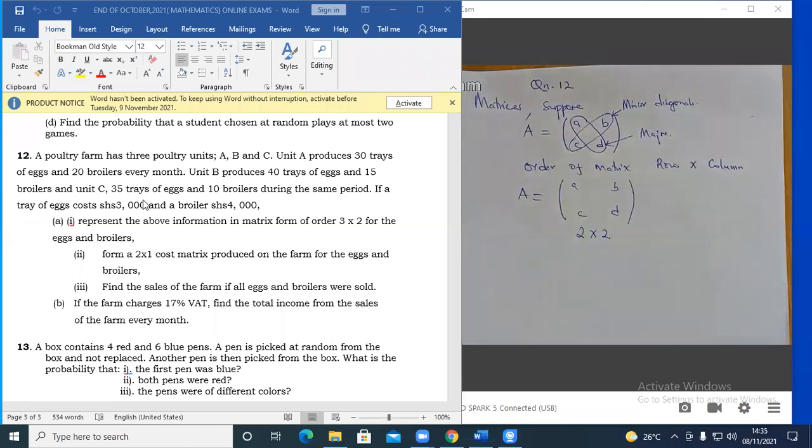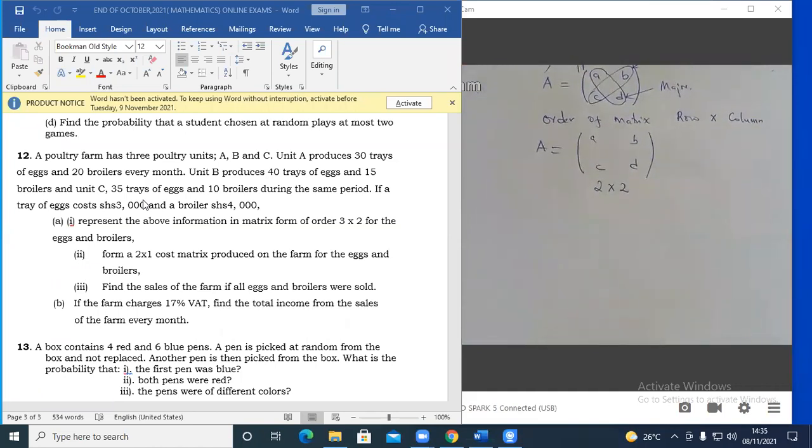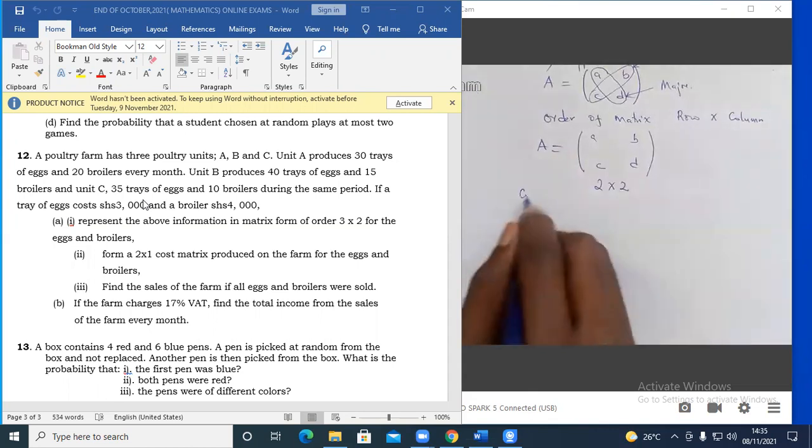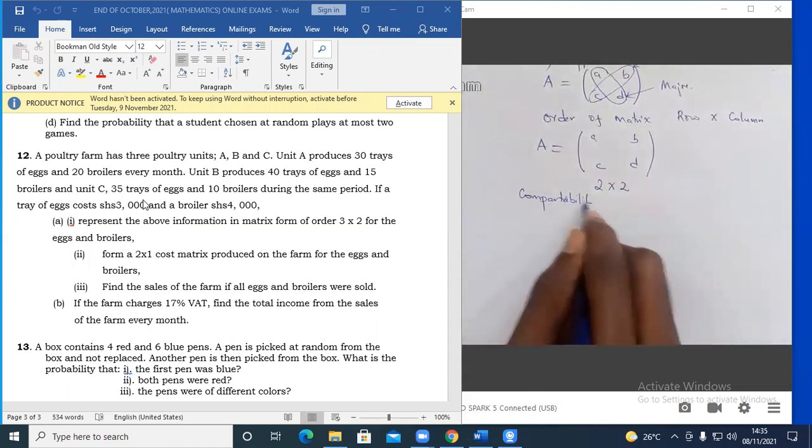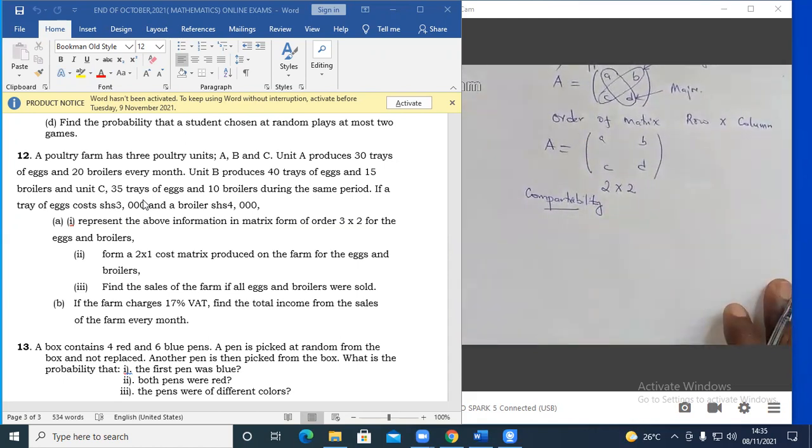The order of a matrix is very important, members, because it helps us in multiplication of matrices. And we said for you to multiply any 2 matrices, they must be compatible. The compatibility of matrices. They must be compatible.